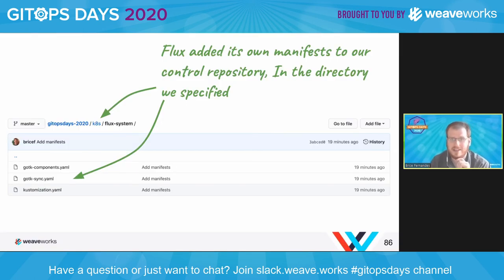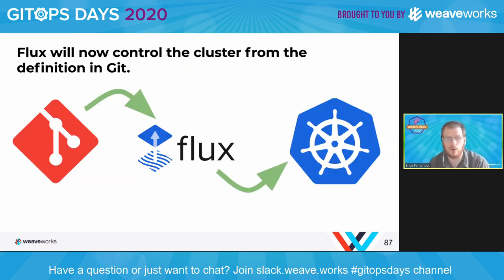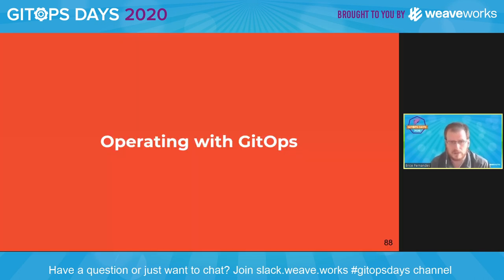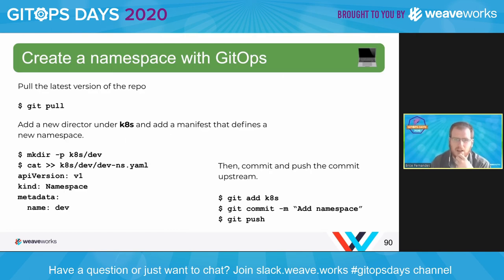And as we mentioned, it's added its own manifest to our control repository in the directory we specified, Kubernetes in this case. So now we have full control of the cluster, right? We can move from Git all the way to the cluster with application deployments. So now we can start thinking about operations with GitOps. How do we actually operate with GitOps? Let's take a really basic operation. The first thing we need to do, because Flux has changed the repository, is pull the latest version, and then we'll deploy a new object into Kubernetes through Git, really. We're only going to use Git. So let's do that now.